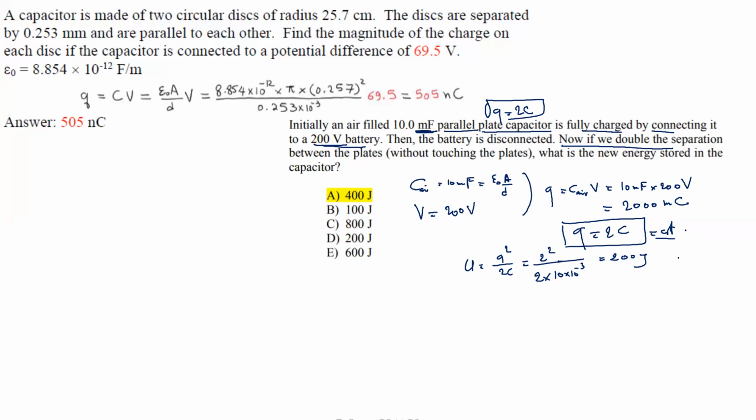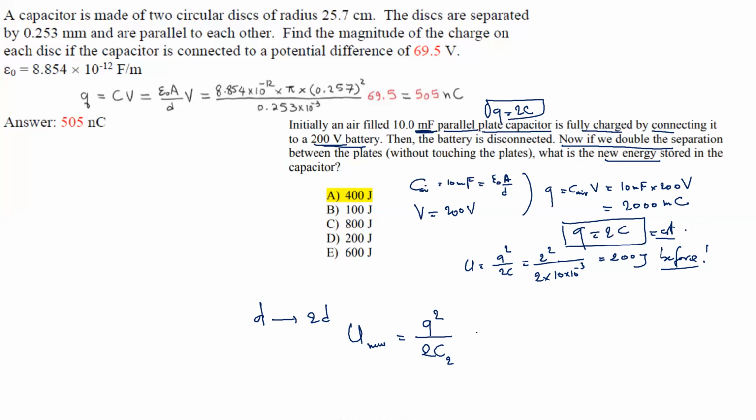Okay. This was the energy stored before, but that's not the question. Now the question is, if I double the separation, so D becomes 2D, what is U new? What is the new energy stored? The new energy stored will be just Q squared divided by 2 times C2. It will be the same charge, by the way. So don't be confused by that, because the charge will be the same.